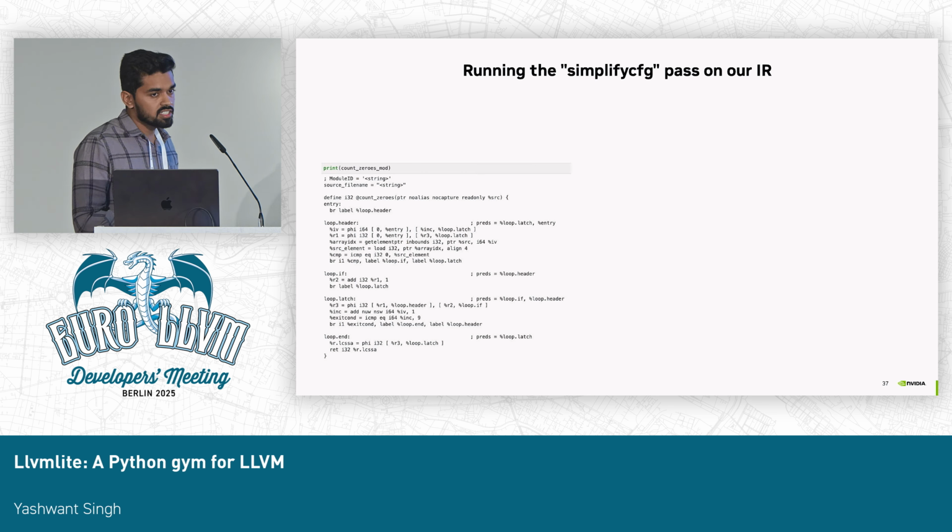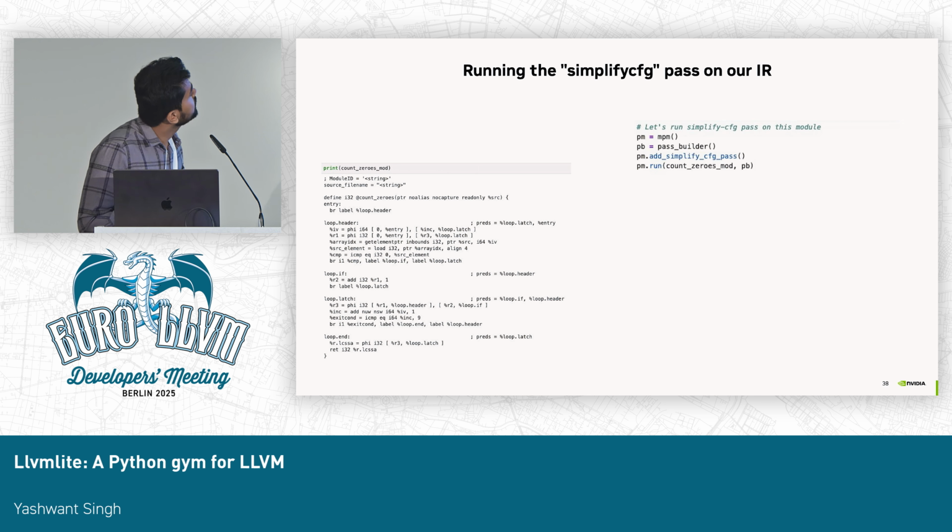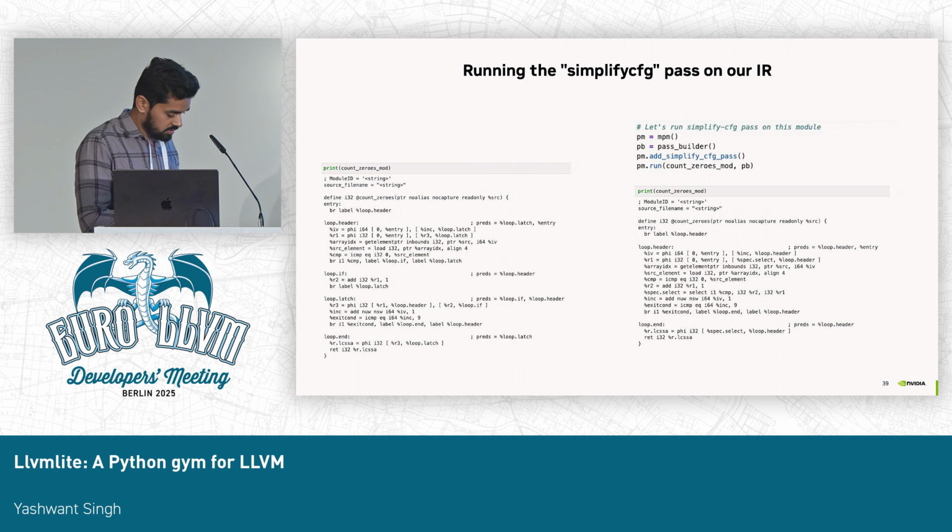Okay, let's try to run the simplify CFG pass on this IR. So this is how you do it. First, you create a pass manager object using the npm function we defined in the last slide. You create a pass builder object. You add a simplify CFG pass to the pass manager object, and you just call the run function on it. And that's it. This is the output.